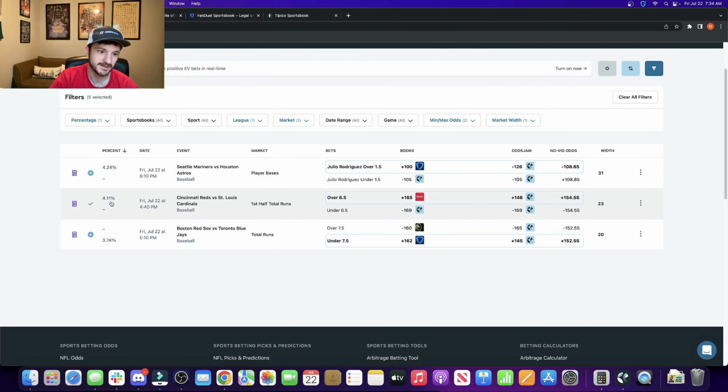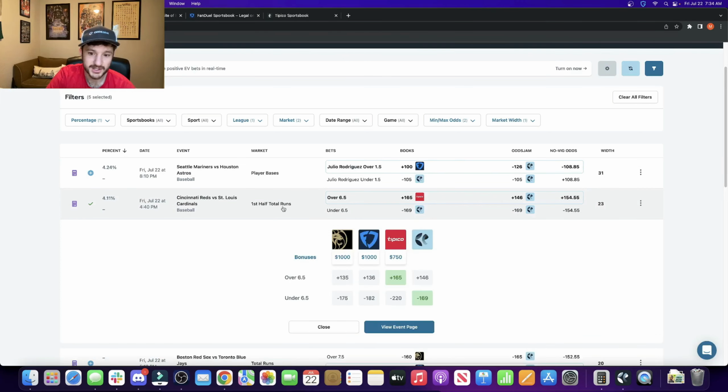Don't get discouraged by this one being $4.11. A, this is just one bet. And B, this bet will settle today, with the game being played at just under 7 p.m. Eastern time. So unlike most investments where it's a long-term play, this profit will theoretically be realized today.